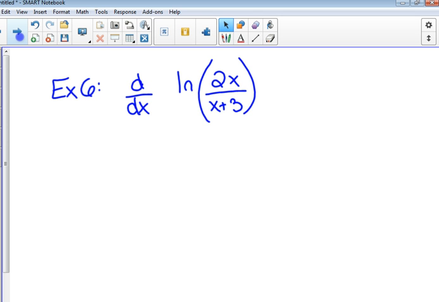And again, there's more than one way to do this. You could do the quotient rule or use your log rules, which makes it much, much easier.